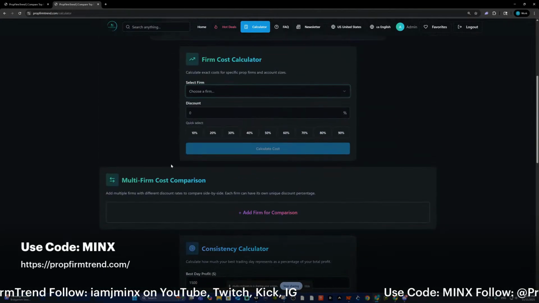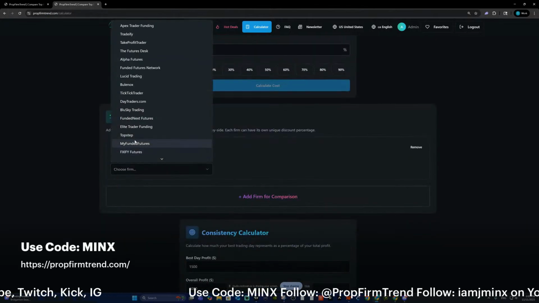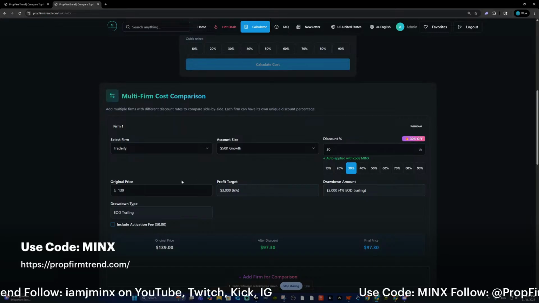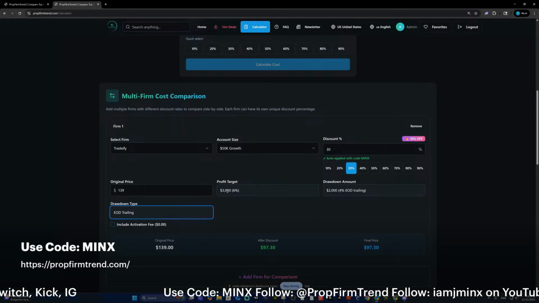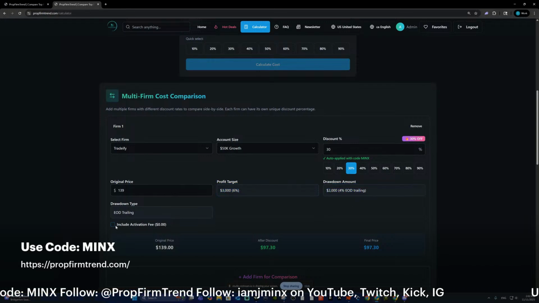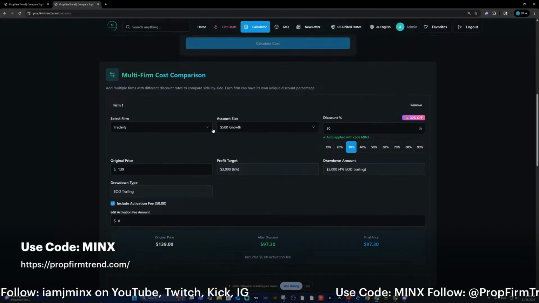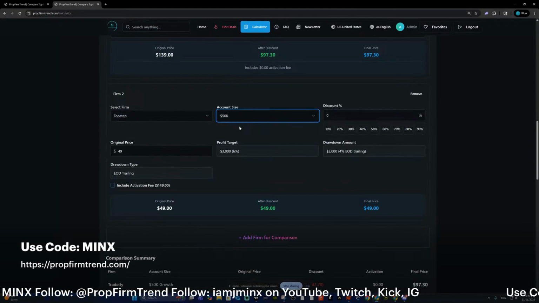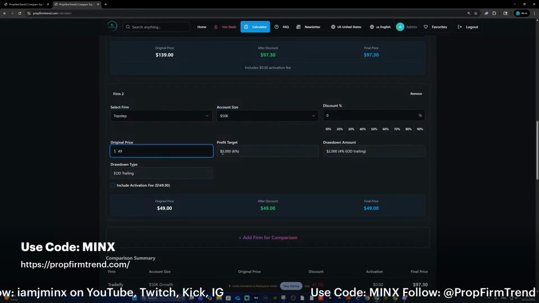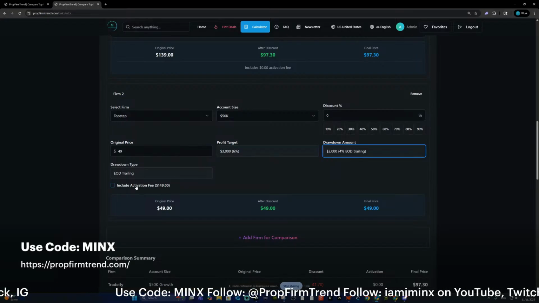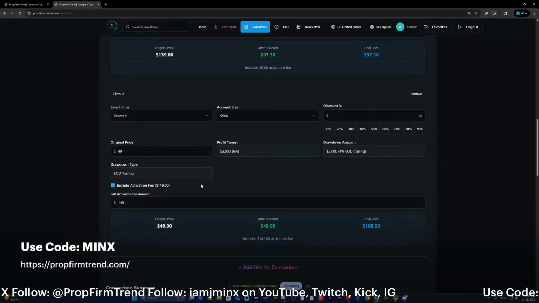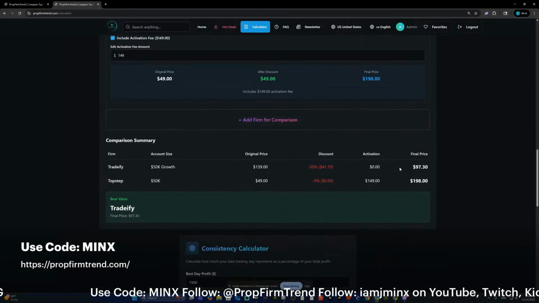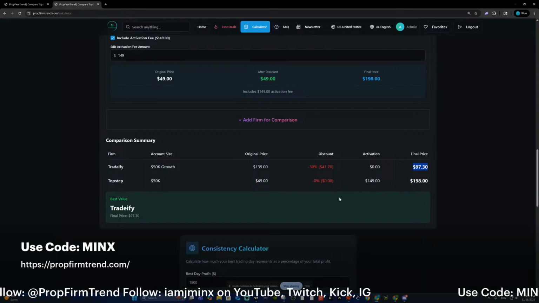Also, if you want to compare different firms, you can go and add Tradeify, for example, growth. So you can see here, it gives you the profit target, the drawdown amount. You can include the activation fee, which for this account, there's none. Click there and you go to Top Step. Same thing. The original price is $49. The profit target is $3,000. Drawdown is $2,000. If you want to include the activation fee of $149, it actually comes out to be $198. So Tradeify comes in at 97.